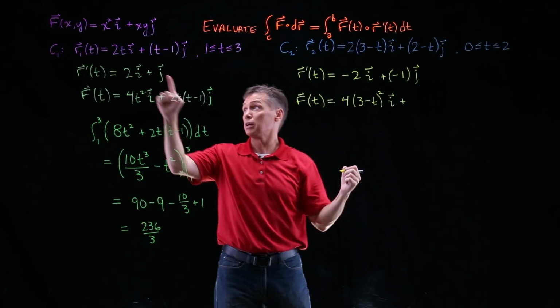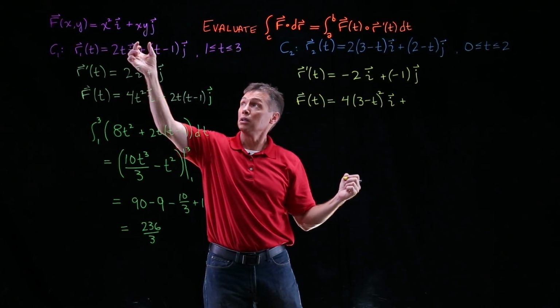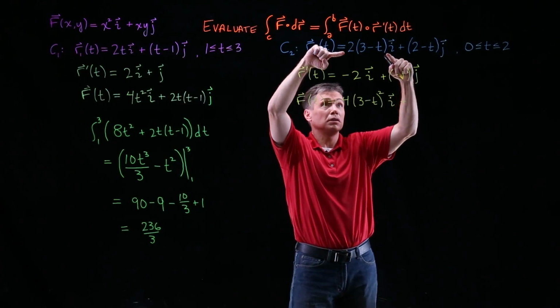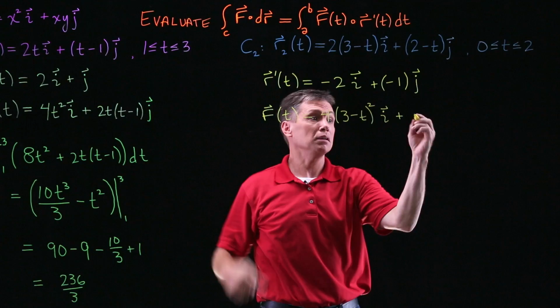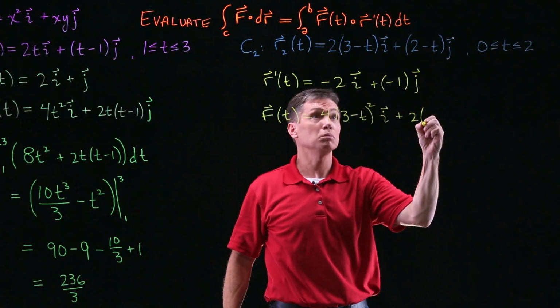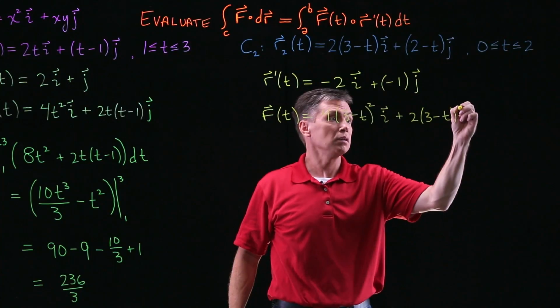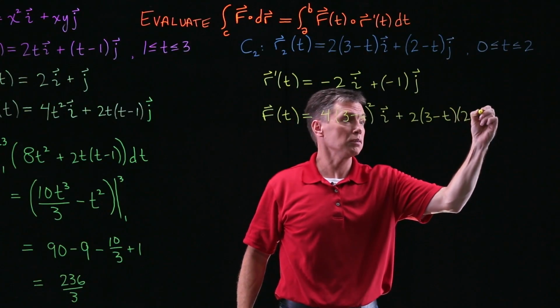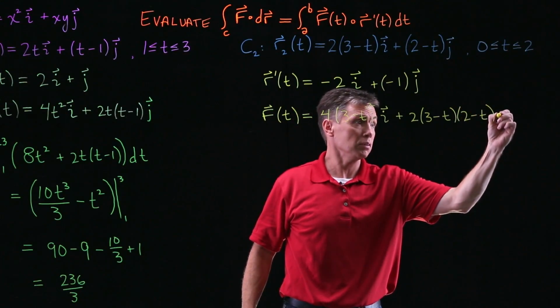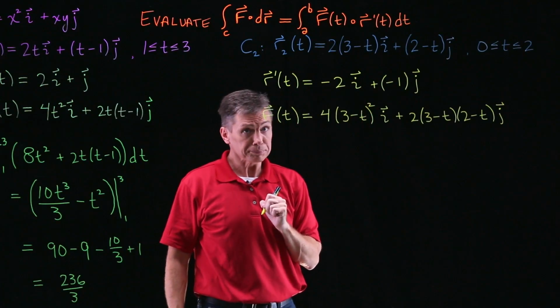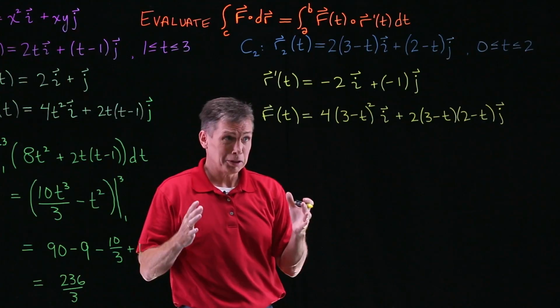Plus, the plus actually comes from here, and then x times y, so I'm going to multiply this times that, and I'm looking at 2 parentheses, 3 minus t times 2 minus t, and that's all times your j vector there, right? Okay, I think I have my players ready to go.